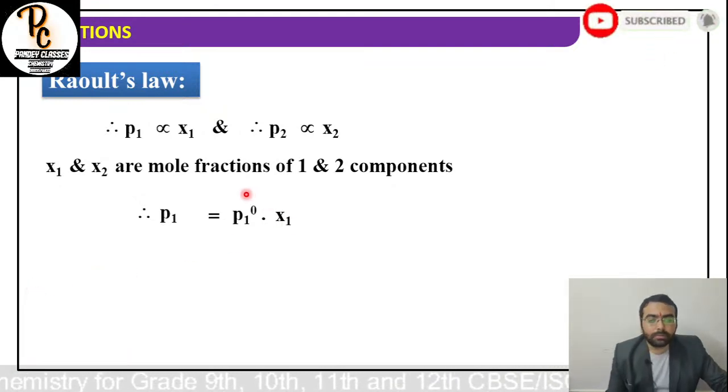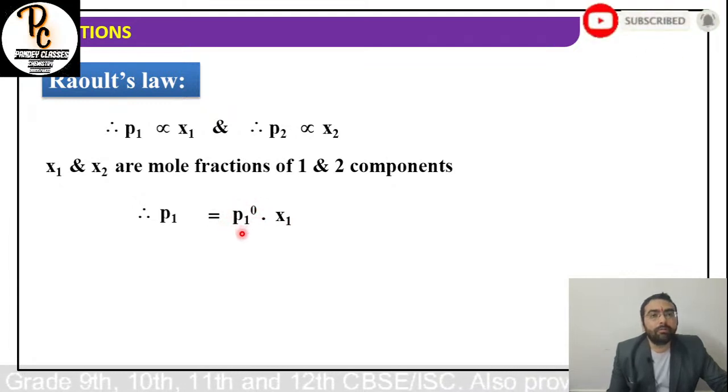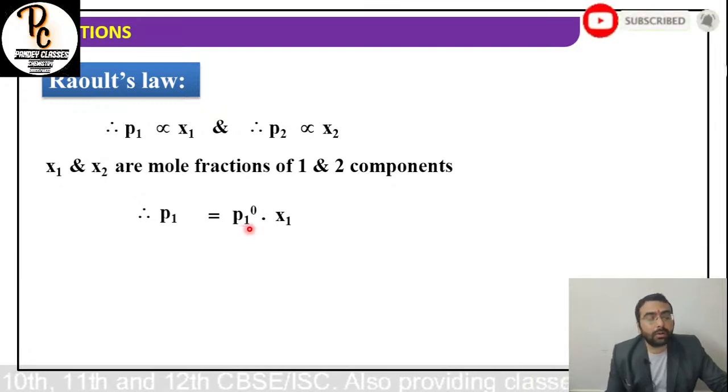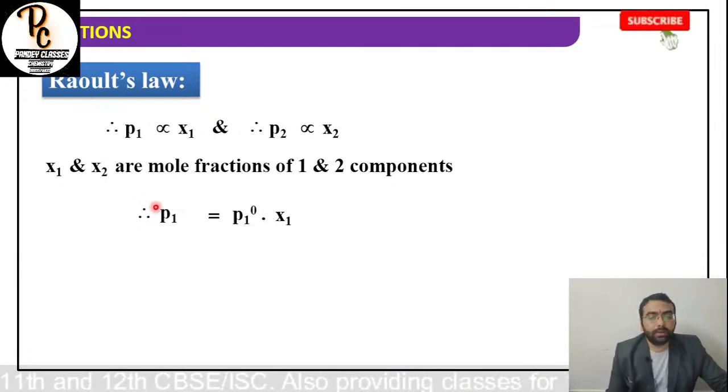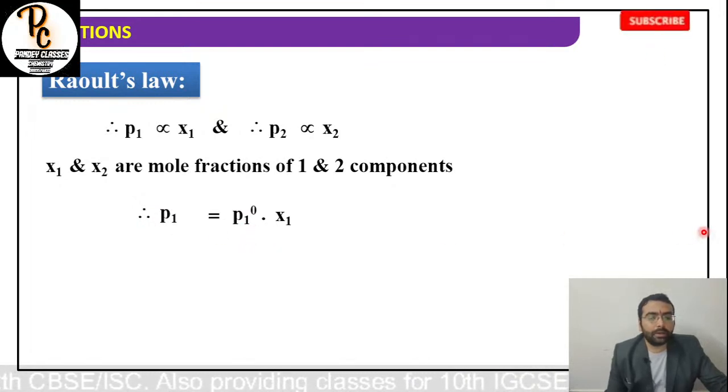So this P1, what is it? This P1 we call as what? This is the partial pressure of this component in its pure form. So P1 equals P1 naught into chi1.